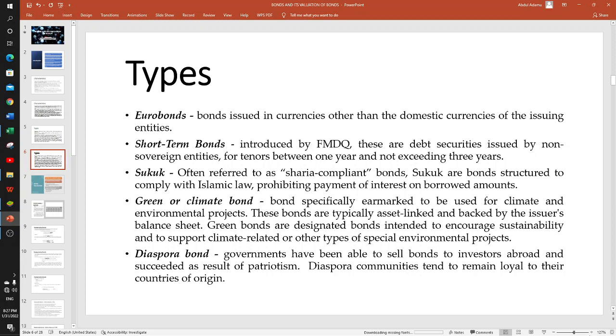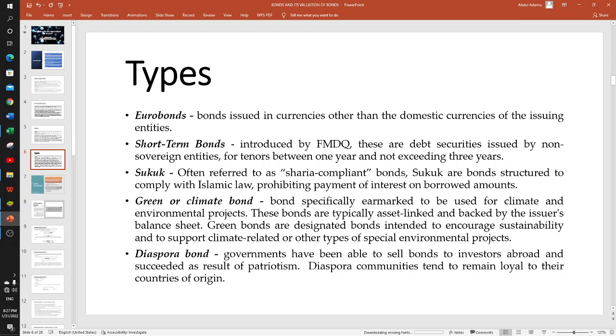borrowed amounts. Then we have green or climate bonds. Bonds earmarked to be used for climate and environmental projects. These are normally linked to supporting climate-related activities to encourage sustainability.